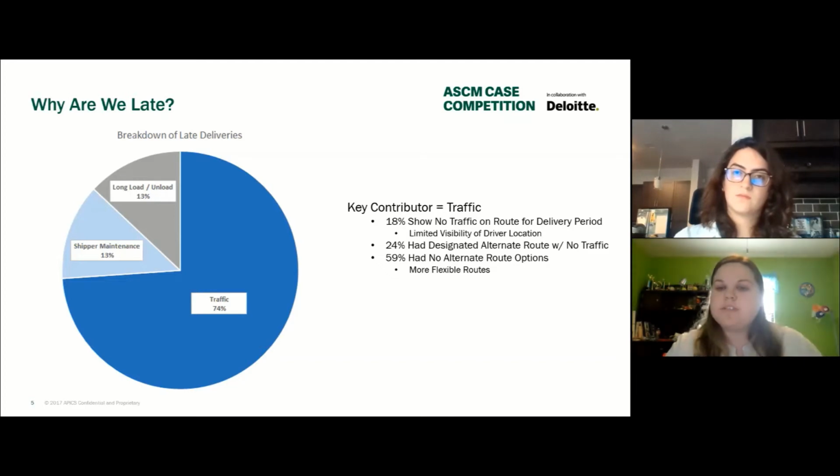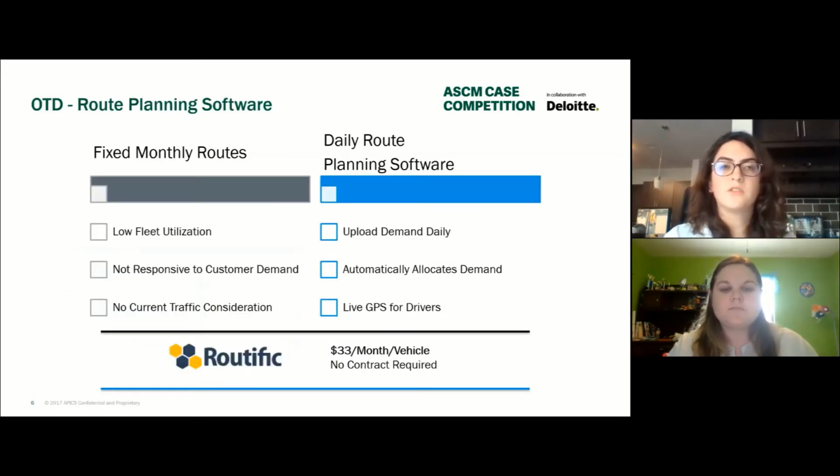And then 24% had a designated alternate route that had no traffic, but they were not able to utilize that. And then 59% had no alternate route options, so we want to look into options to provide more flexible routes for the drivers. So in an attempt to improve our on-time delivery, we are going to move into some of our solutions, such as a route planning software.